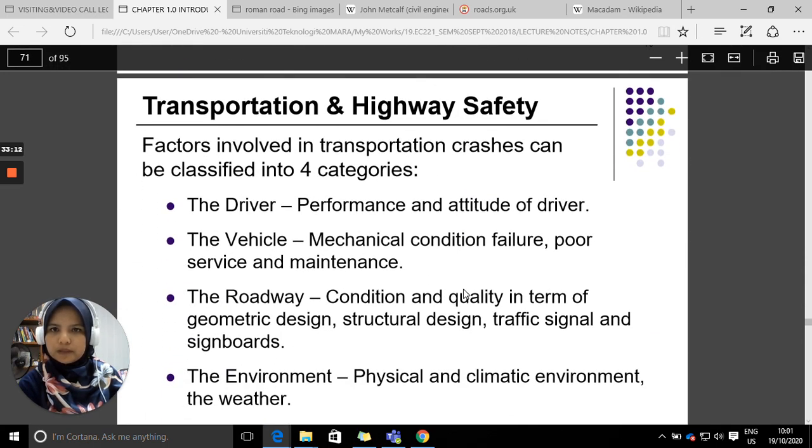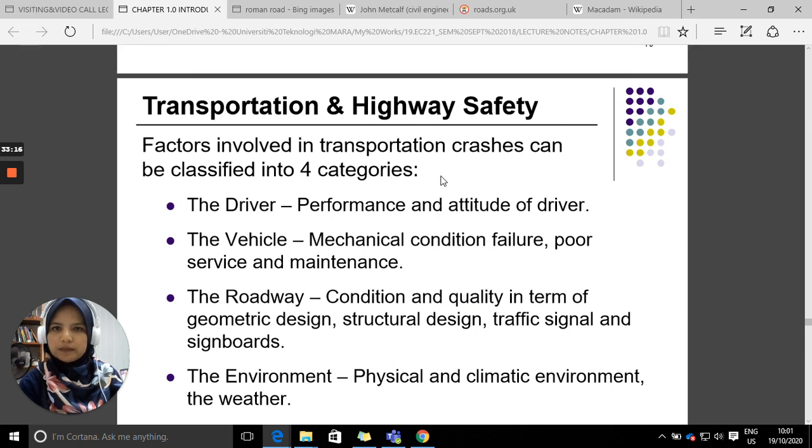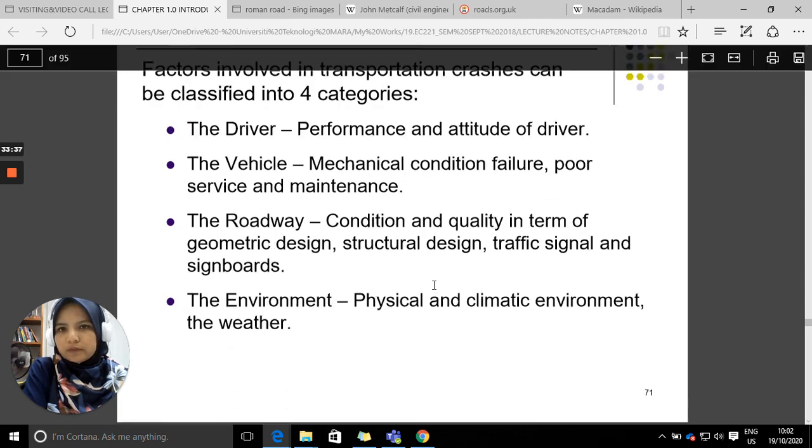Transportation and highway safety. It can be classified into four categories: the driver, the vehicle, the roadway, and also the environment. I think we have discussed this in topic 1.2. The driver characteristic, the roadway characteristic, and the vehicle characteristic, right? They are the same. You can actually think of what are the factors that contribute to safety on the roadway.